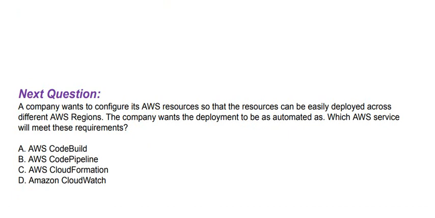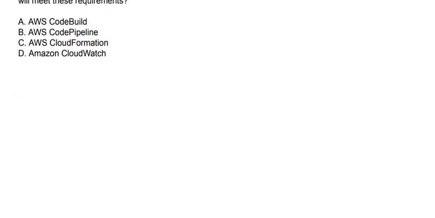Moving to next question. A company wants to configure its AWS resources so that the resources can be easily deployed across different AWS regions. The company wants the deployment to be as automated as possible. Which AWS service will meet these requirements? Option A, AWS CodeBuild. Option B, AWS CodePipeline. Option C, AWS CloudFormation. And option D, Amazon CloudWatch. The correct answer is option B.